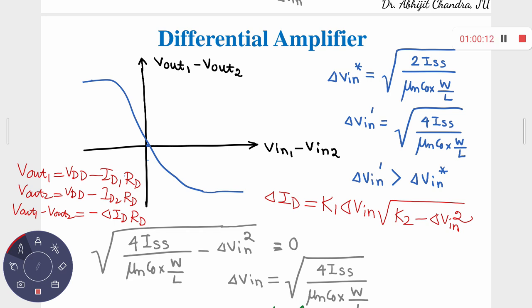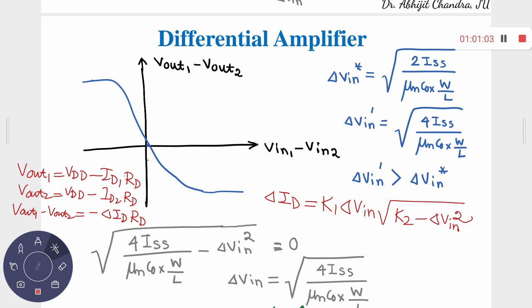How can you say it's a tanh function? Is it a pure tanh function? Delta I is equal to some constant delta v in times square root of k2 minus delta v in square. Is it a tan hyperbolic function? Do you have any exponential there? How is tan hyperbolic function defined? tanh x is e to the power x minus e to the power minus x by e to the power x plus e to the power minus x. So you don't have an e to the power function there.